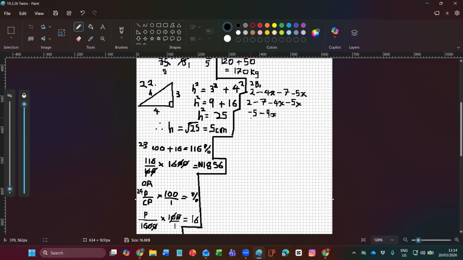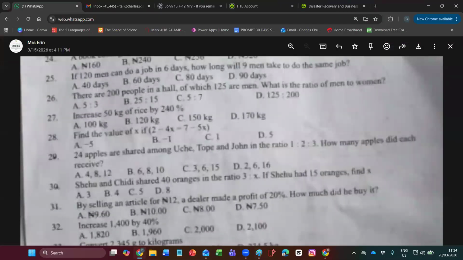So now you cannot do anything beyond this. Minus 5 minus 9x, they are not like terms. So this is the final answer. Did you get that? Yes, sir.